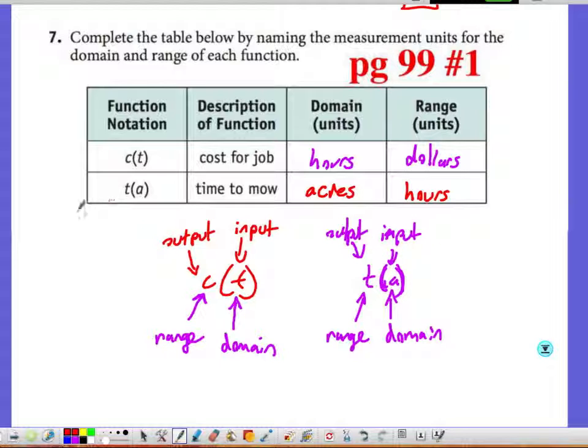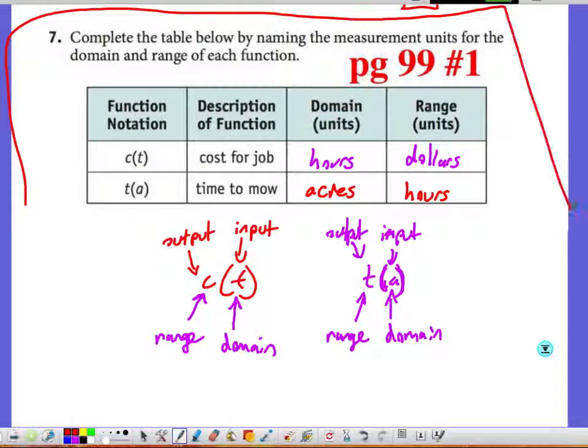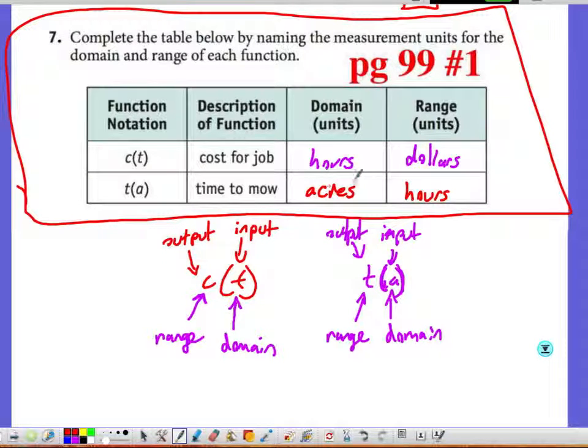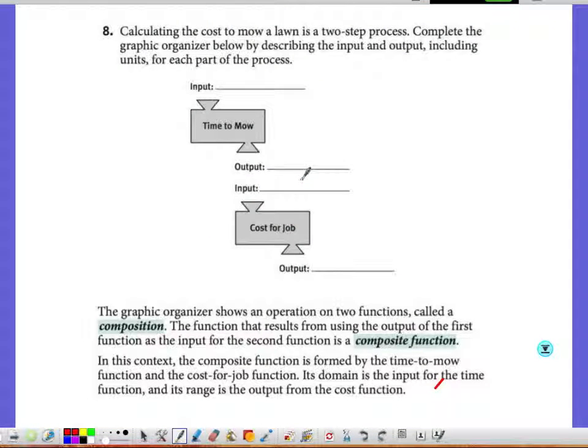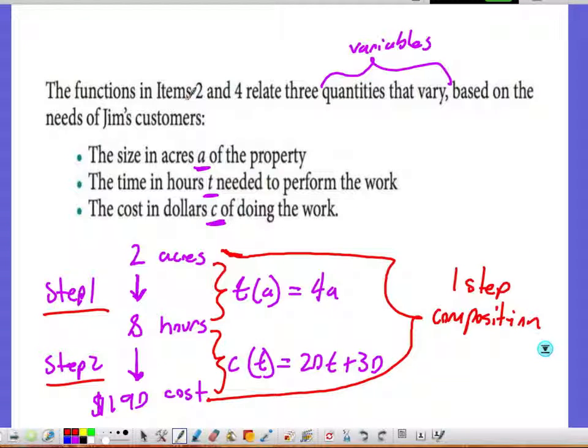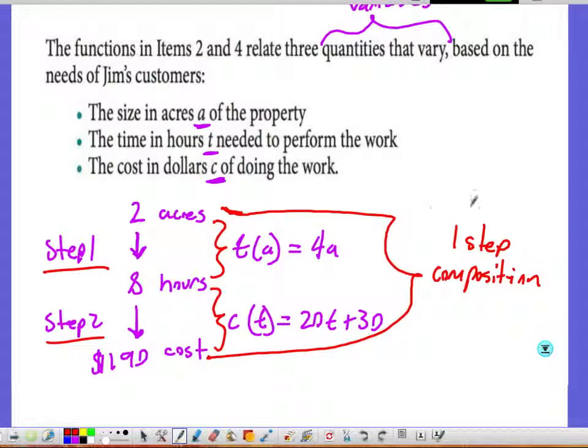So this question is very important because it's very similar to a question on your embedded assessment. Calculate the cost to mow a lawn in a 2-step process. Complete the graphic organizer below by describing the input and output, including units for each part of the process. So again, remember our 2-step process here. The first step was to convert acres into hours using the function t of a. And then the next step was to convert hours into cost using the function c of t.